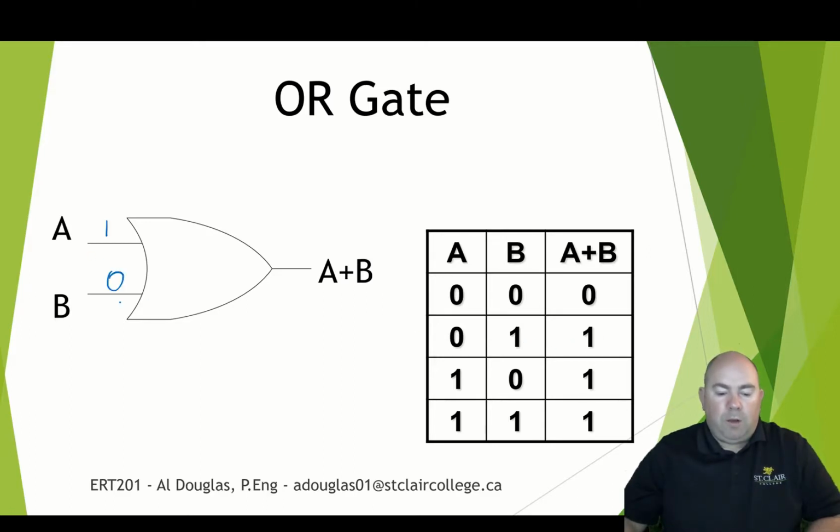So if we have this combination, that gives us a 1, so that's this. If we have this combination, that will also give us a 1. If we have this combination, they're both on, that also gives us a 1. We only need 1 on, but 2 also does it. The only thing it does not give us a result of 1 is if we have both of these off. That gives us a 0. So it's almost the exact opposite of the AND gate.